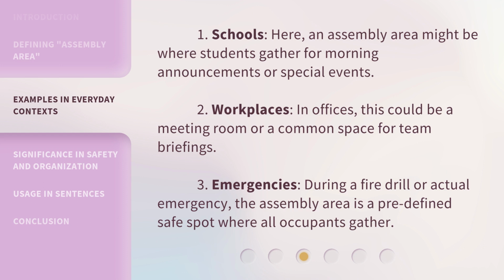1. Schools. Here, an assembly area might be where students gather for morning announcements or special events. 2. Workplaces. In offices, this could be a meeting room or a common space for team briefings. 3. Emergencies. During a fire drill or actual emergency, the assembly area is a predefined safe spot where all occupants gather.